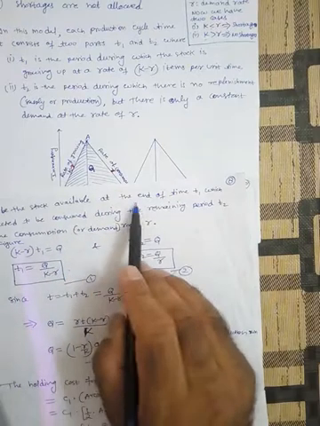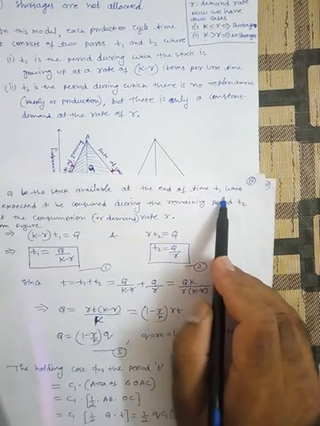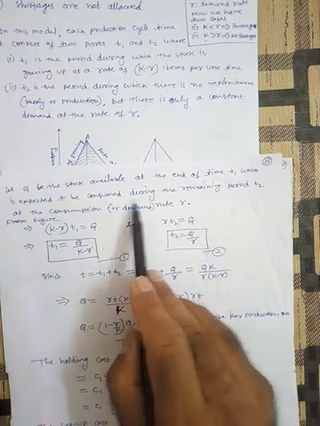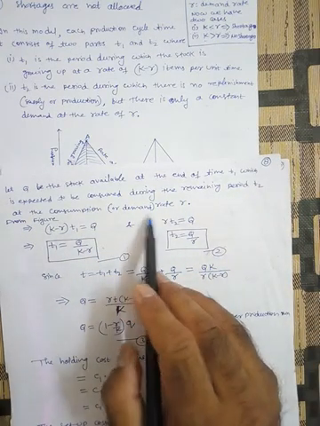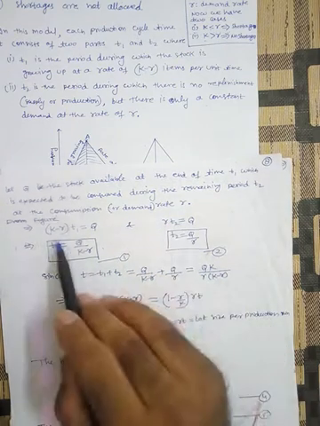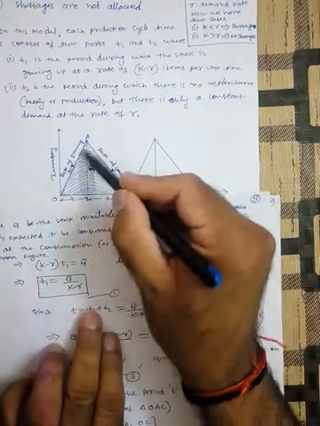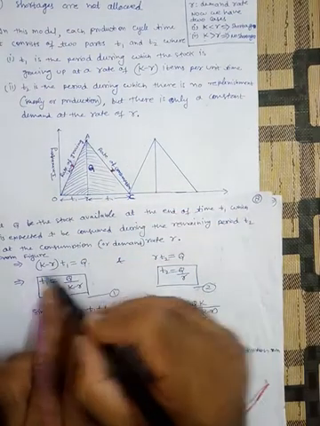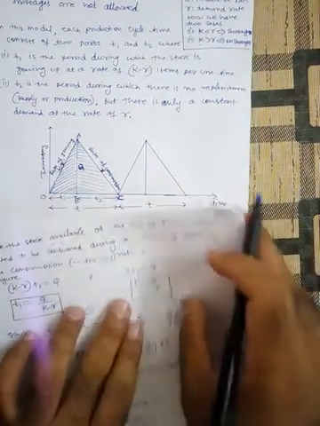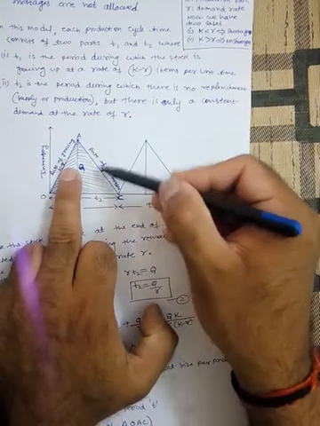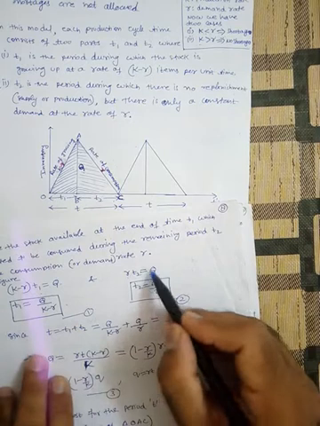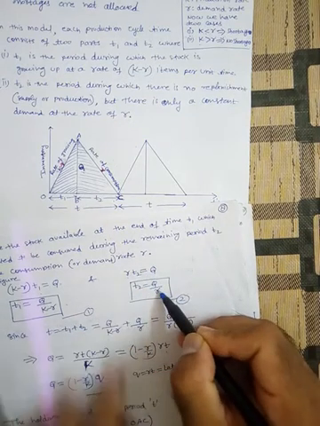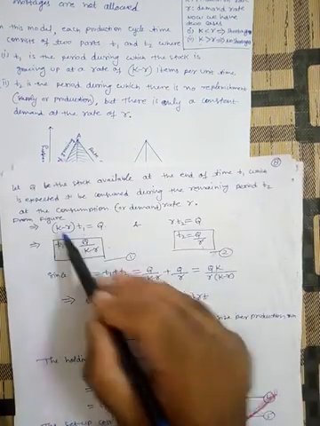So now let Q be the stock available at the end of time T1, which is expected to be consumed during the remaining period T2 at the consumption rate R. So what is Q? Q is nothing but this rate multiplied by this time. So Q is (K minus R) into T1. But at the same time, Q can be evaluated with the help of this. This is the rate R, this is time T2. So Q is also R into T2. So from here you can find out T2, which is Q by R. From here you can find out T1, which is Q by (K minus R).